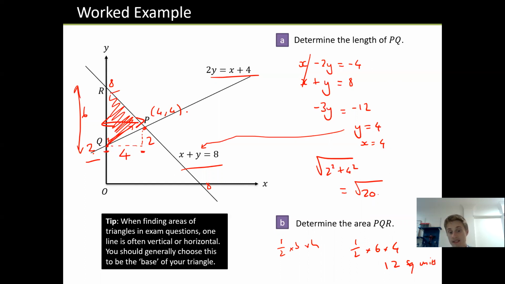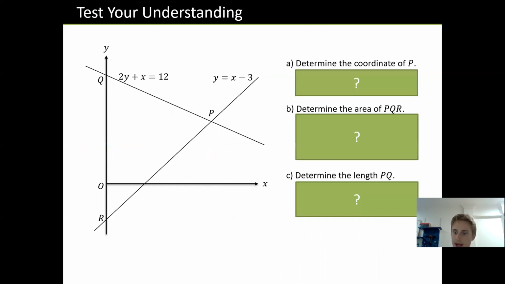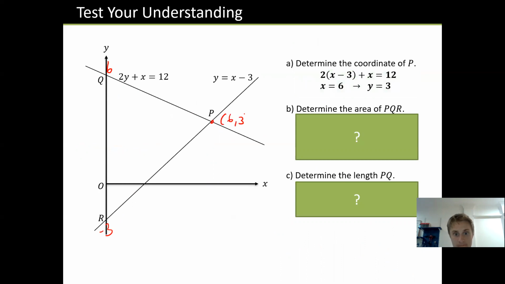Okay, this is in reality more the kind of question that might come up along the way. Okay, so we tend to combine lots of the straight line questions together. Right, pause the video and have a go at the similar skills in this question here. Okay, so that will be a 6, that will be a minus 3. P you need to find with simultaneous equations. So we get 6, 3.